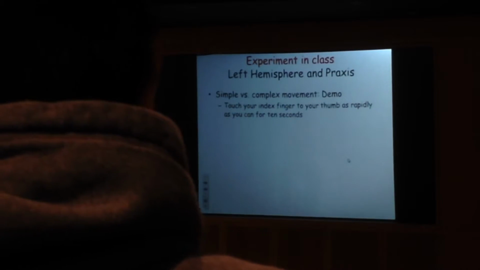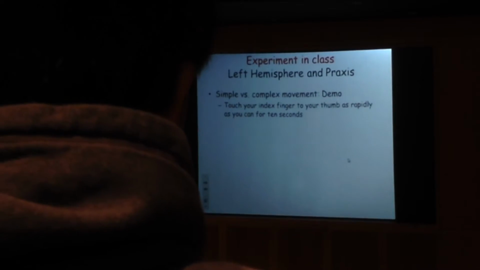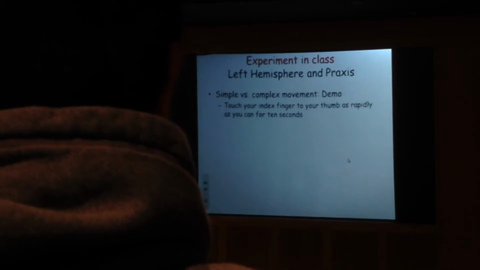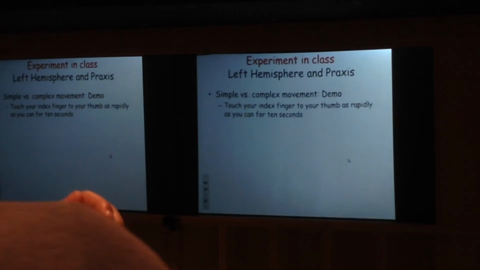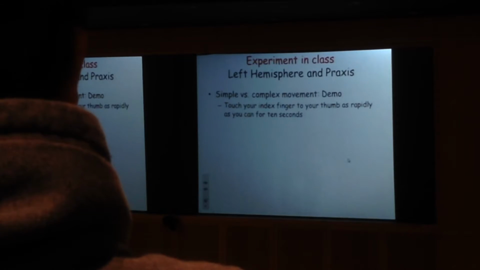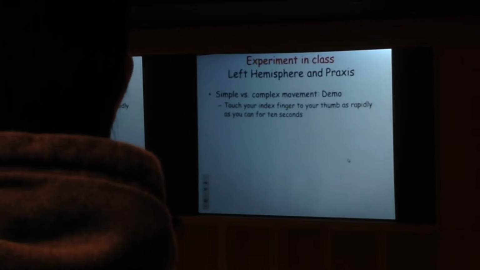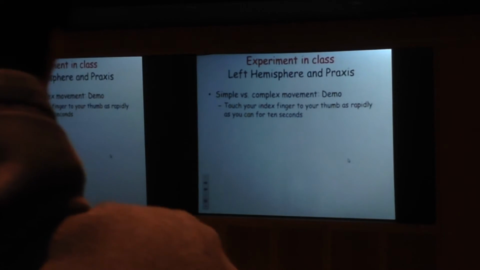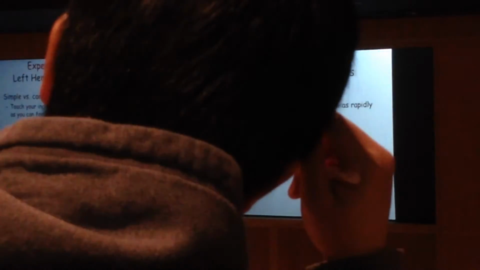Ready, set, go. Okay, stop. Now changing to your non-dominant hand, and do the same thing. Ready, set, go. Okay, now stop. So remember what the result is, and remember which hand is faster for right now. And let's do another experiment.